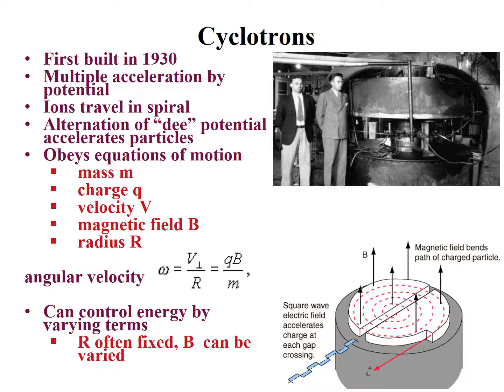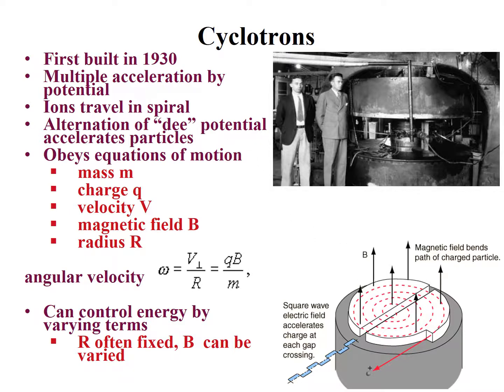However, the first cyclotrons were small enough to be held in one's hand, and these accelerate ions by multiple accelerations within a potential. The ions travel in a spiral, as is shown in this path here, where they're injected into the center. These sections called Ds, which are shown here, are magnets that can be shifted back and forth to provide a potential which accelerates the ions.